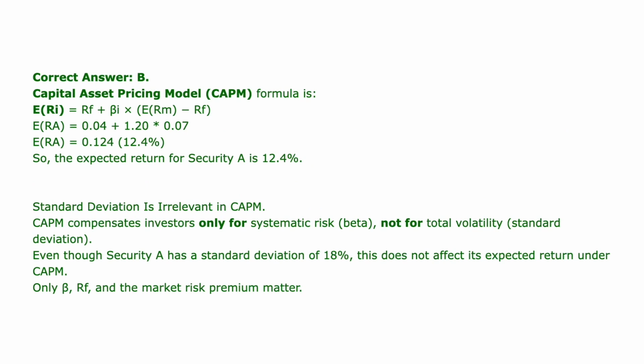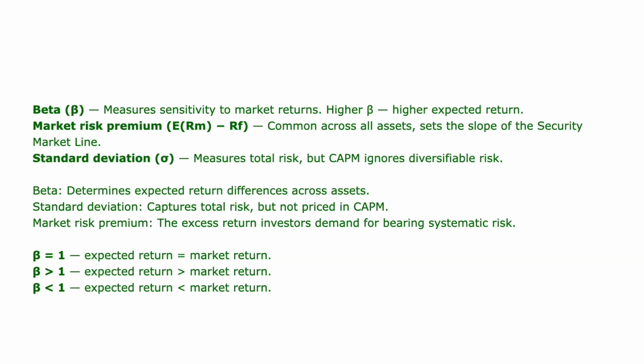CAPM equals 12.4%. Standard deviation, 18%, is irrelevant. Only beta matters. Beta determines expected return differences. Standard deviation measures total risk but is not priced in CAPM. Market risk premium is the slope of the SML, common to all assets.